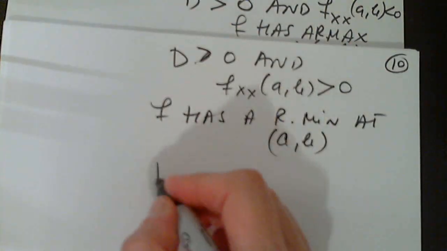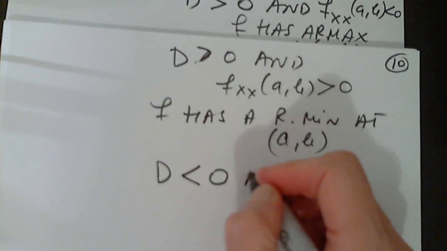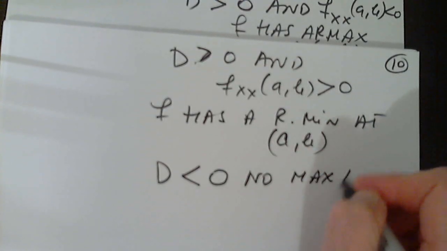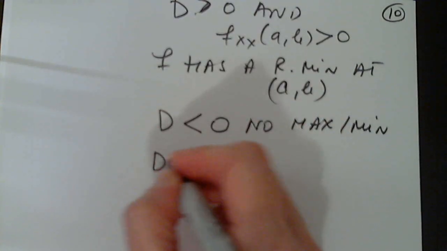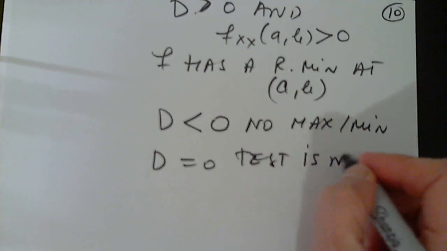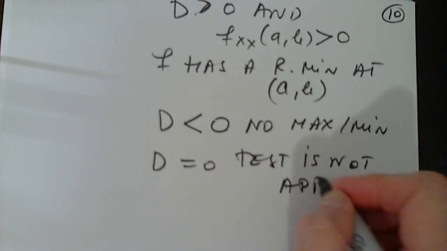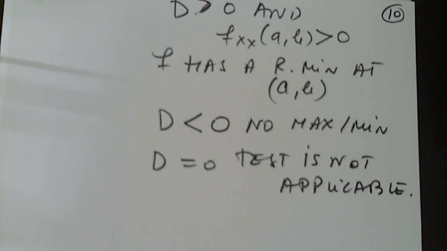Okay. What else can happen? If d is less than 0, no max min. If d equals 0, test is not applicable. Okay?